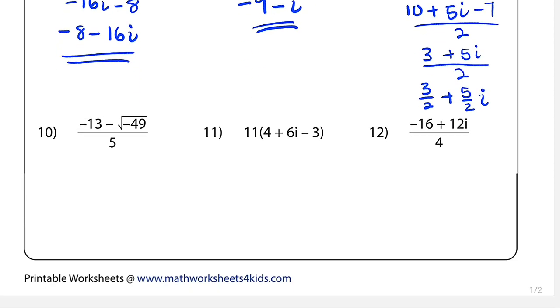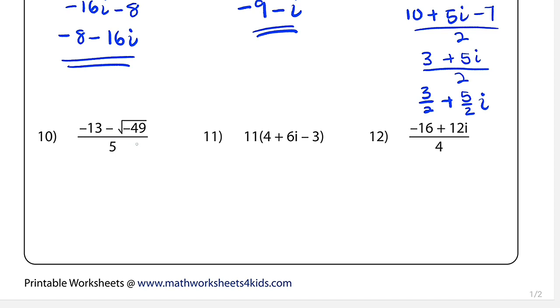Number 10, we have negative 30 minus the square root of negative 49 divided by 5. Square root of negative 49 is 7i. So this becomes negative 13, then minus 7i. And we can divide each by 5 separately. Finally, we have negative 13 divided by 5, then minus 7 divided by 5 i. And this is now in standard form.